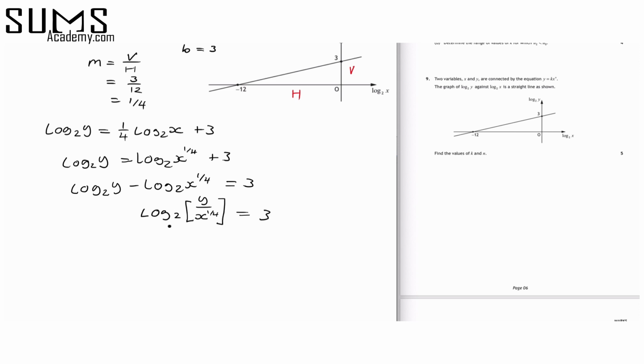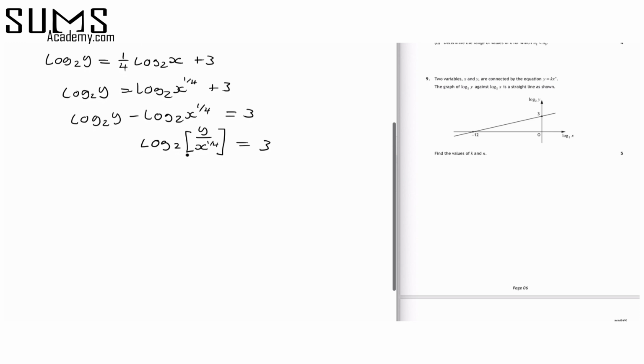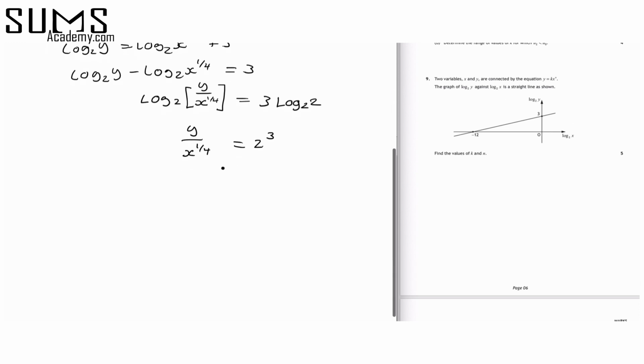Now you can just take the inverse of log 2, and this then becomes y over x to the power of 1 over 4 is equal to 2 cubed, because there's the base 2, and the 3 becomes the exponent, or you could think of it as log to the base 2 of 2 cubed. Then we can simplify this: y equals, well, 2 cubed is 8. This just comes up here and becomes x to the power of 1 over 4.